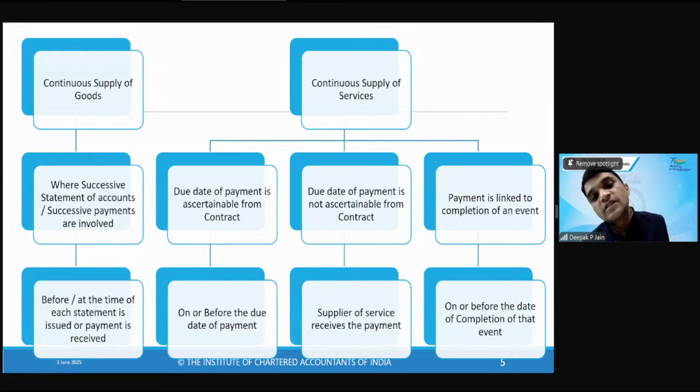Any supply of service which is more than 3 months, will you call it a continuous supply of service? The contract is clear in front of you, Ms. Priya, that it is an audit service. You have to do a statutory audit. You started in February and completed in September.